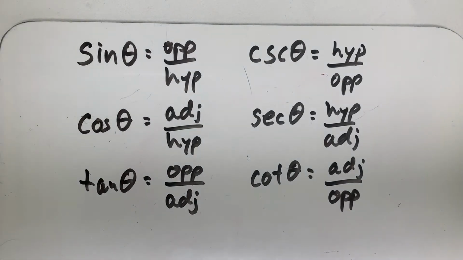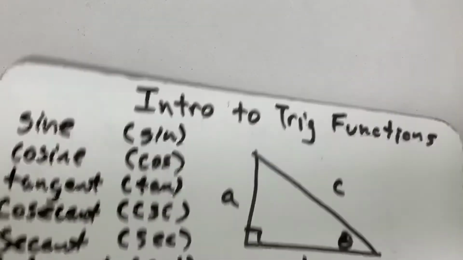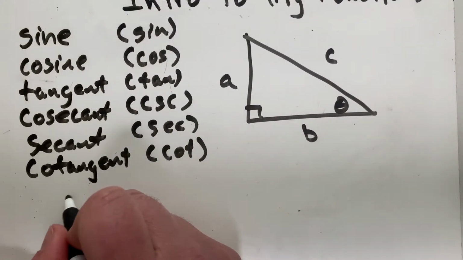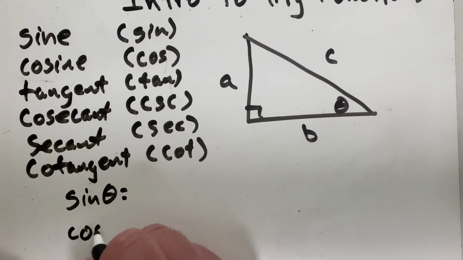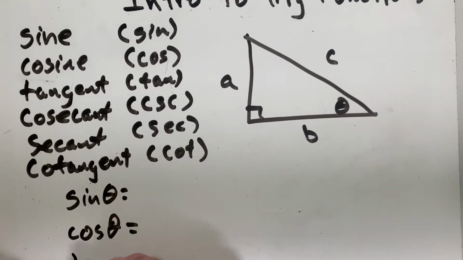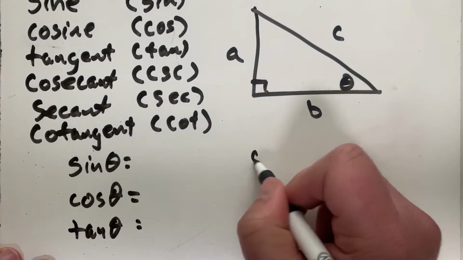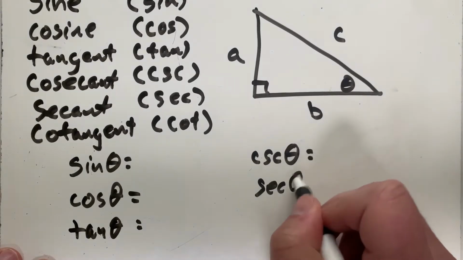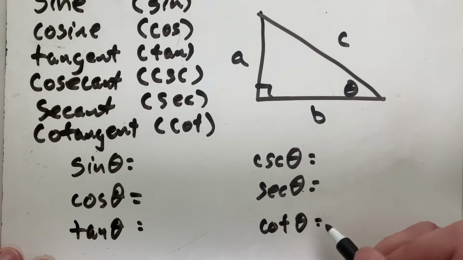and then we'll go back to our other triangle with our A, B, and C. So if I want to know all 6 of them, sine of theta, cosine of theta, tangent of theta, cosecant of theta, secant of theta, and cotangent of theta.